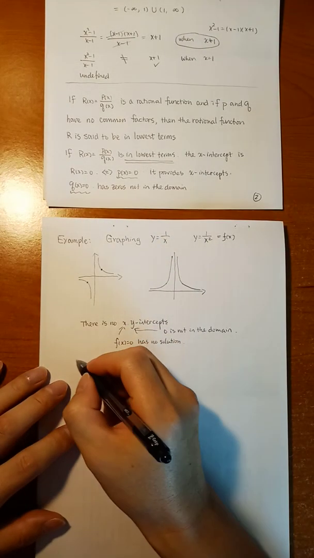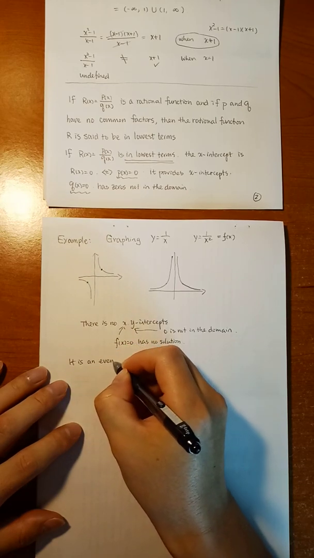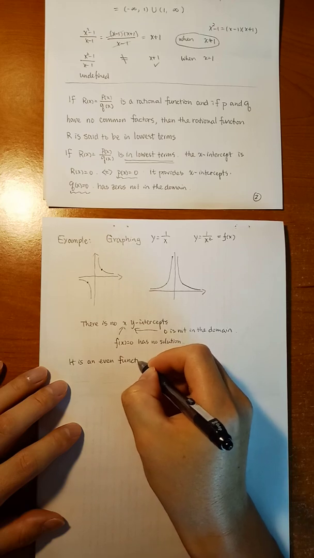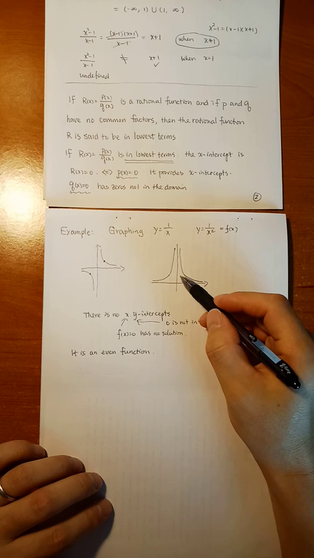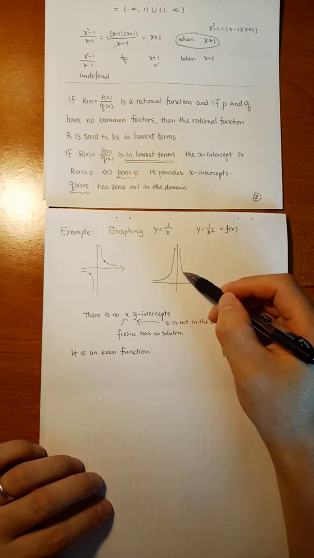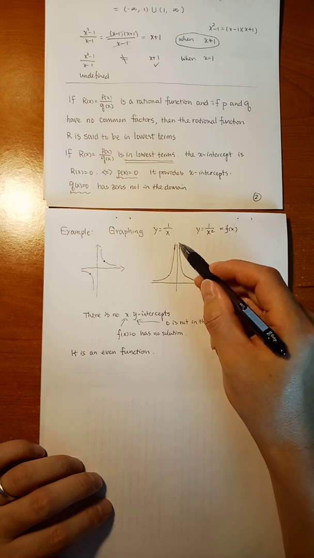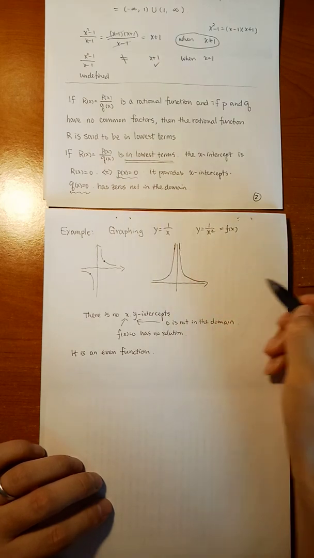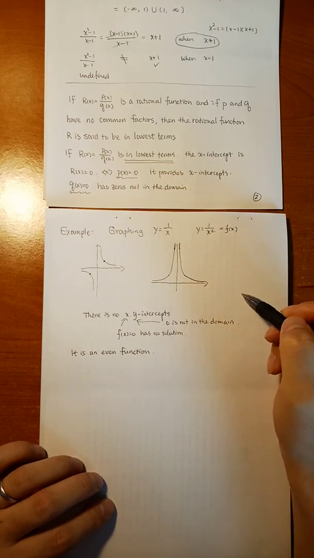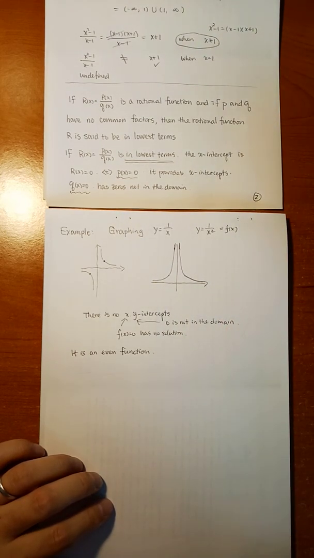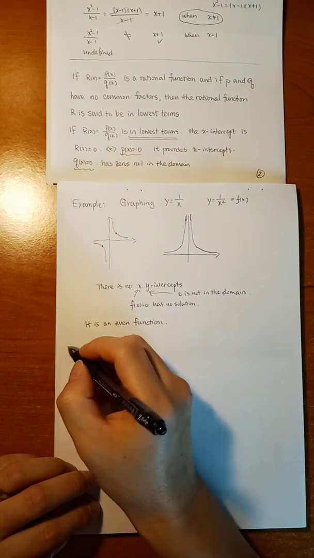And it's an even function. When x approaches 0 from either the left or right side, you will get an extremely large value. When x approaches positive infinity or negative infinity, you will have an almost flat graph. So that's 1 over x squared.